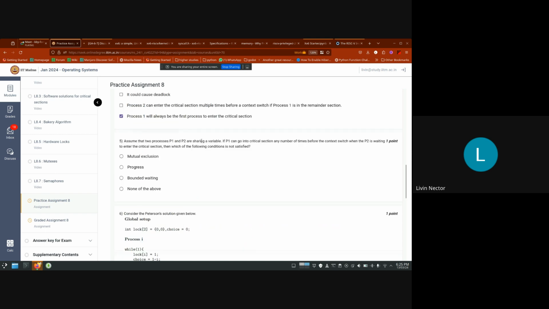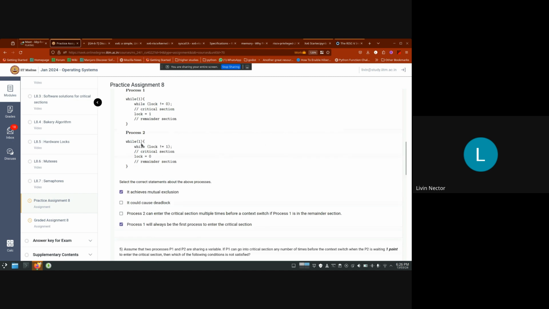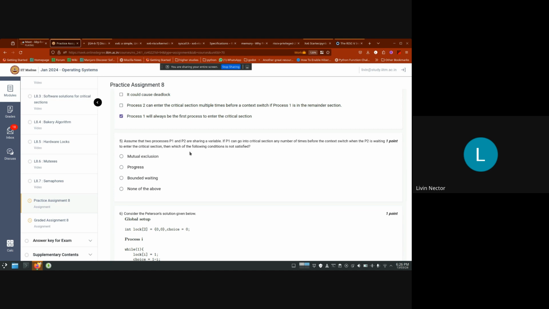There are two processes, and if P1 can go into the critical section any number of times before the context switch, when P2 is waiting to enter the critical section, which condition is not satisfied? Assume P2 is waiting to enter the critical section, in the entry section. P2 wants to enter the critical section. And assume no context switch occurs while P2 is waiting. If P1 can go into the critical section any number of times, then what is not satisfied?